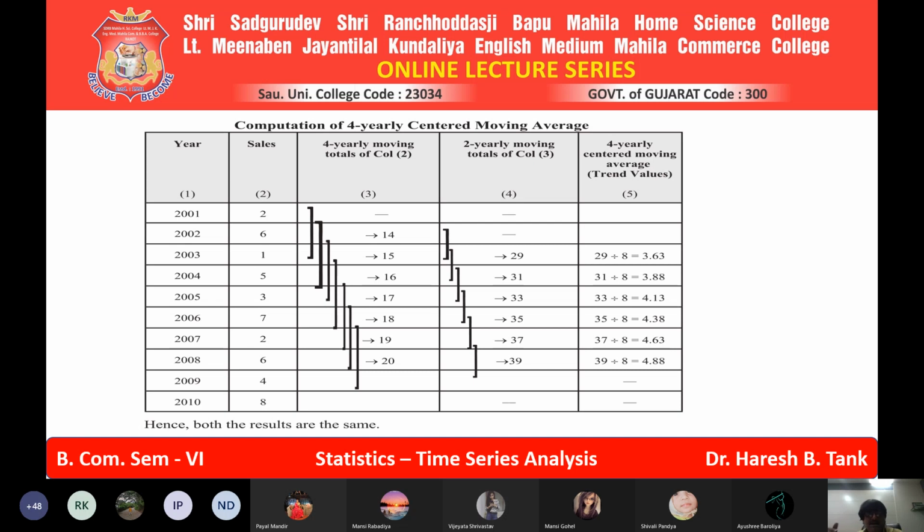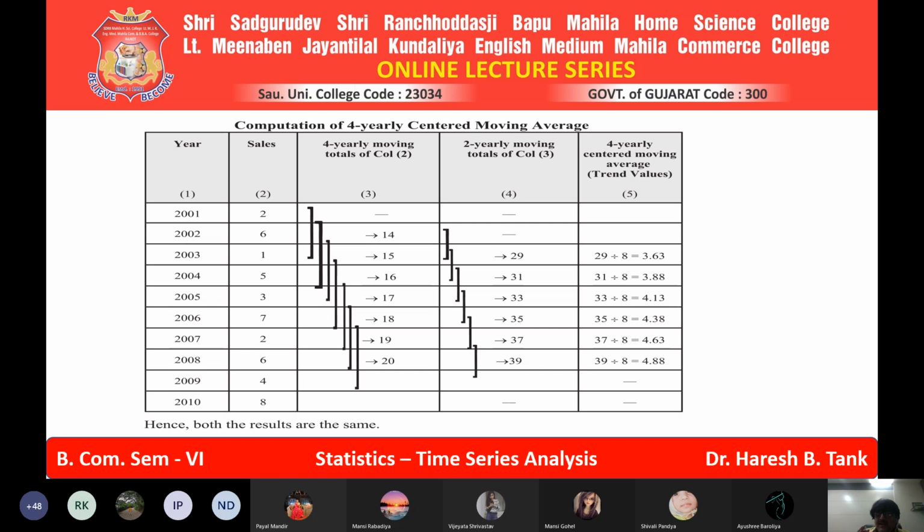Centered means your answer should come against some particular year. Look here, 3.63 is coming against 2003. It should not be in between 2002 and 2003. That means you are centering your year. That process is called centering.